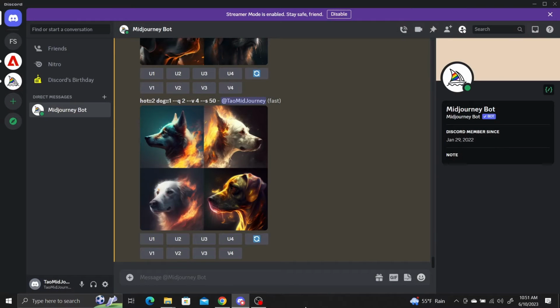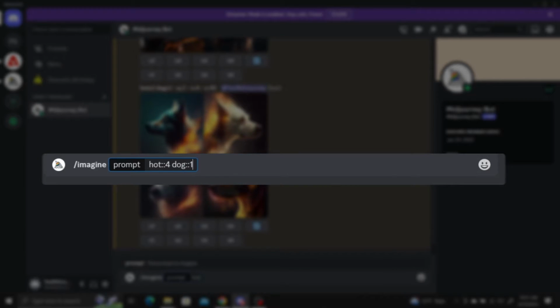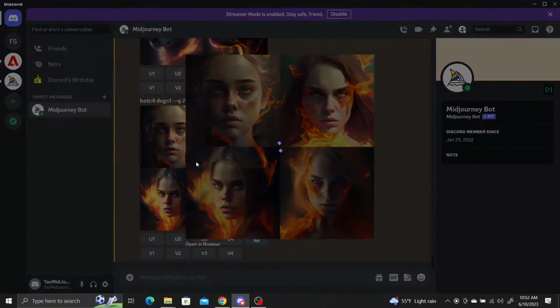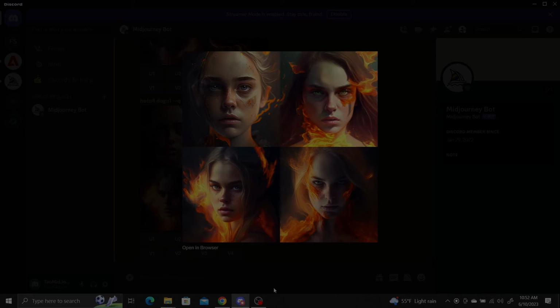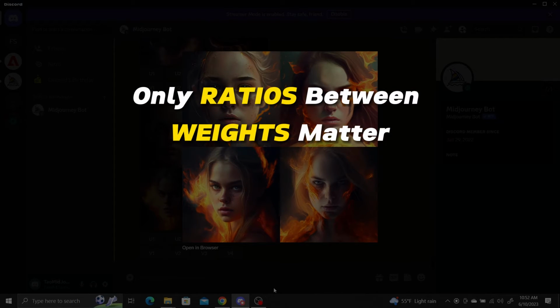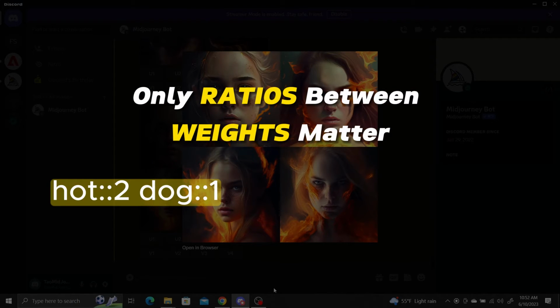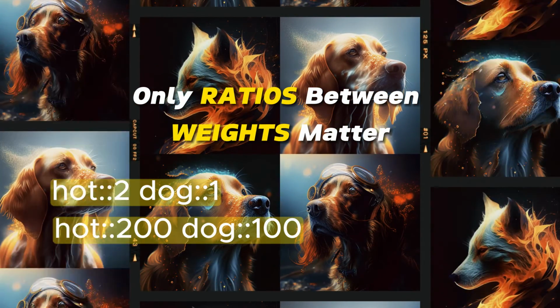Let's see what happens if we increase the importance of the word hot, let's say by 4 times. Now the word dog is essentially ignored, so maybe we shouldn't have increased the weighting for hot by so much. Something to note, only the ratios between the weightings matter, so if we use the weights 2 and 1, or the weights 200 and 100, the result will be the same, since the ratio is still 2 to 1.